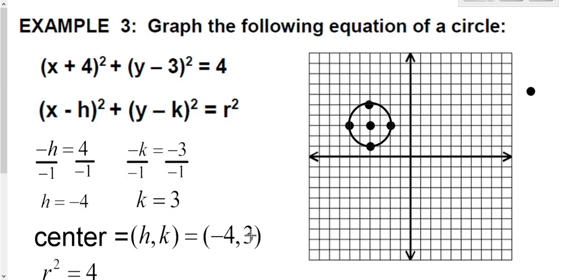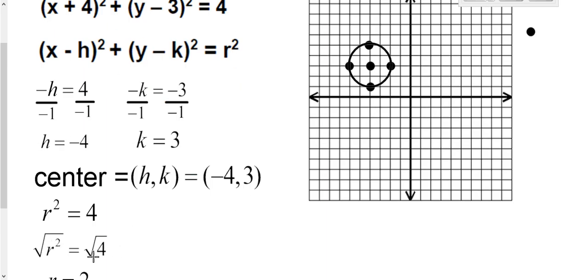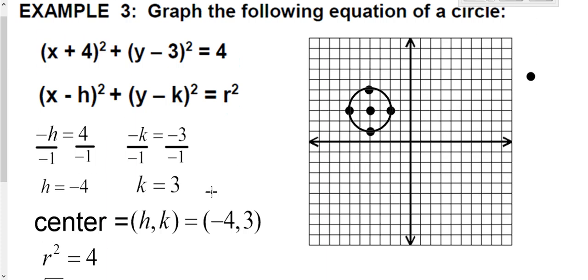Okay? So again, we use the general form and look at it to find these h and k numbers for the center. Remember, we started off with negative h equals that number in there. Divide by negative 1. Same with k. We're given the radius squared here, so we take the square root to find the actual radius. And then you just graph your center point and march off left and right and up and down that many spaces for the radius. Draw your circle.